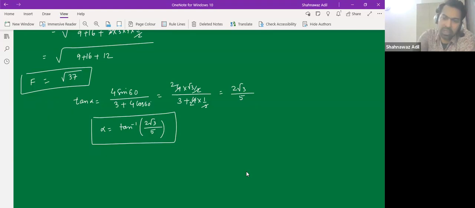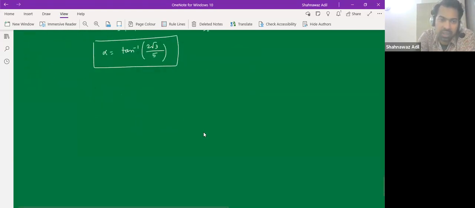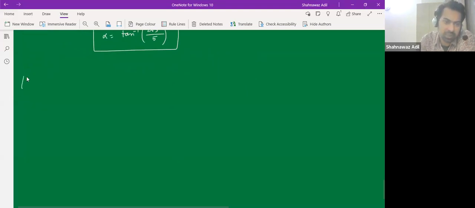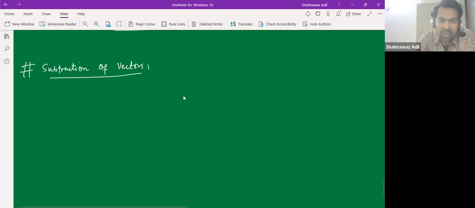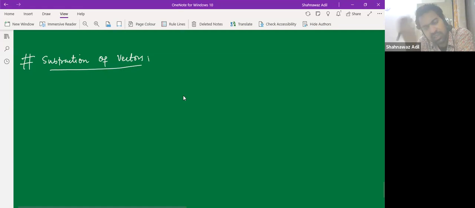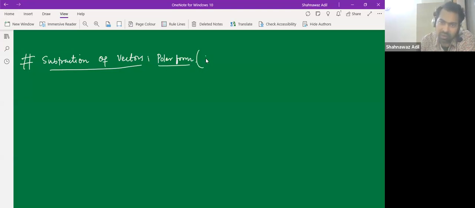So we talked about the addition of the vectors. Now the other operation is subtraction of the vectors, right? In the Cartesian form, that would be easy: we just subtract i from i, j from j, k from k. Now let us talk about the polar form. In polar form, we use the parallelogram law.